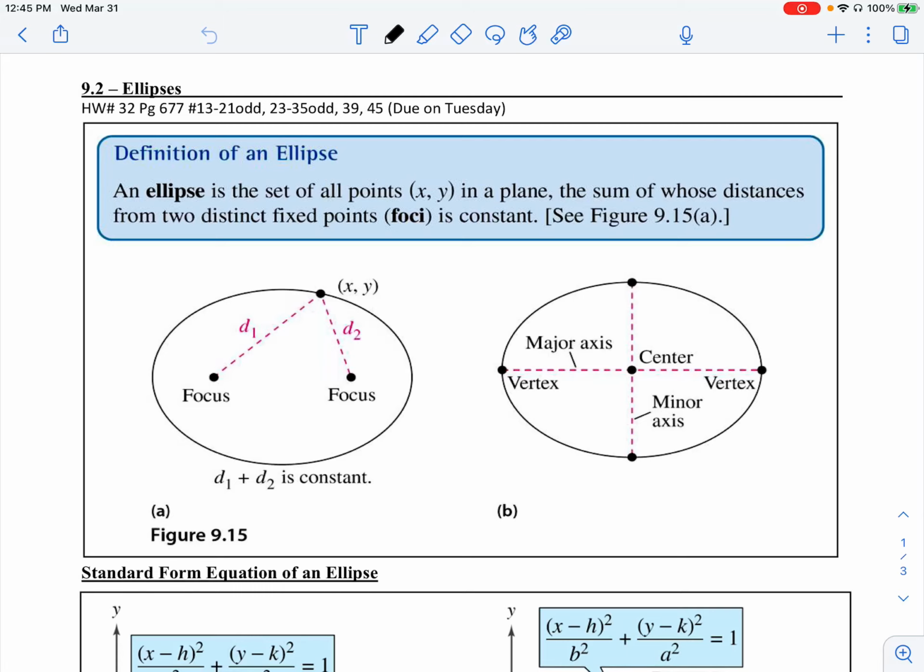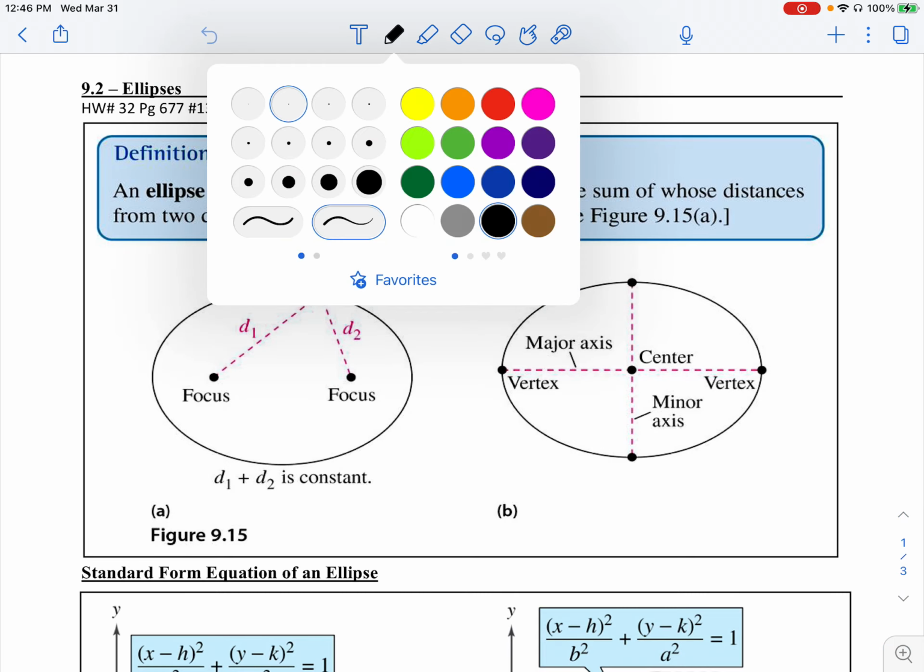All right, so if we know that a conic section is defined as the set of all points that satisfy a certain criteria, then what is that for an ellipse? An ellipse is the set of all points in a plane where the sum of the distances from two fixed points, which we call the foci, remain constant. And in the same way as with parabolas, when I say it out loud like that, it sounds a little complicated, but it really isn't. So let's break that down.